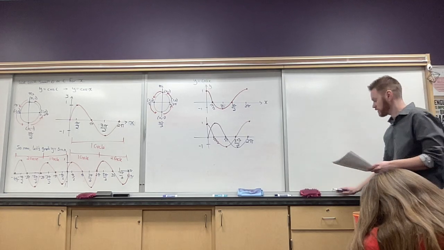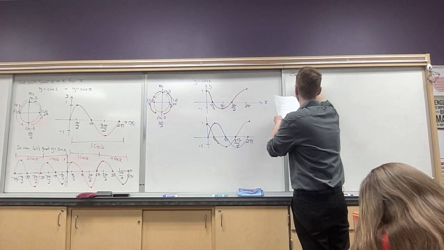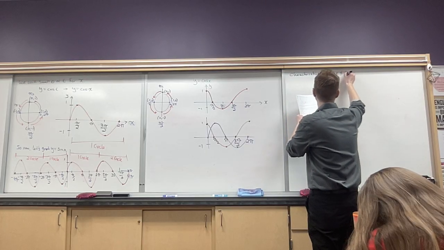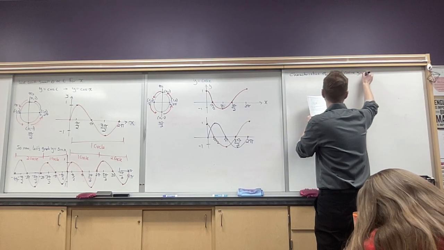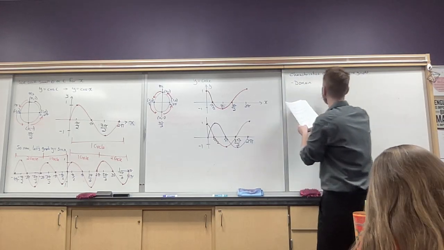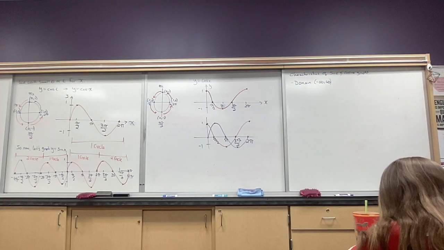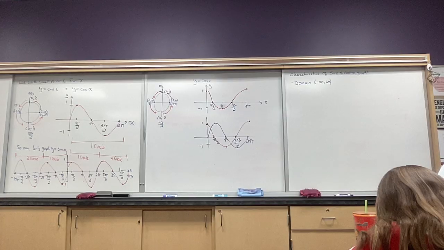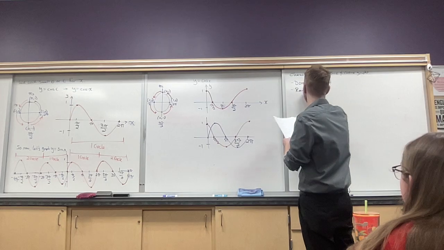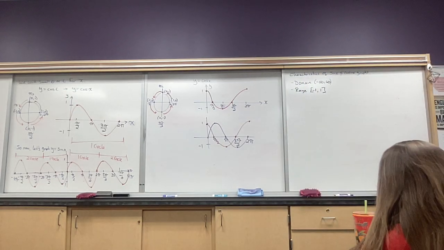Okay, let's list some characteristics of sine and cosine graphs. First, the domain. We talked about that yesterday. It's all real numbers, right? There's not one number that I can plug in that it won't work out. It's a continuous curve. Our range, well, it's -1 to 1. If you look at our y-axis, that's the largest value it could be.